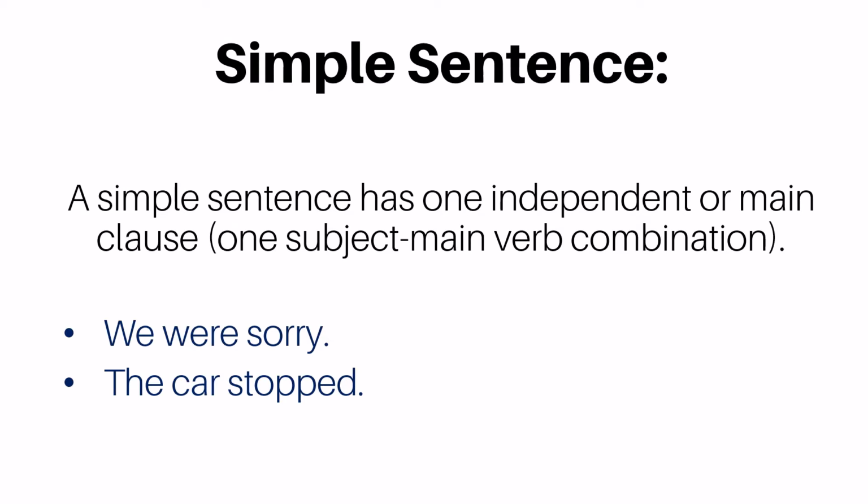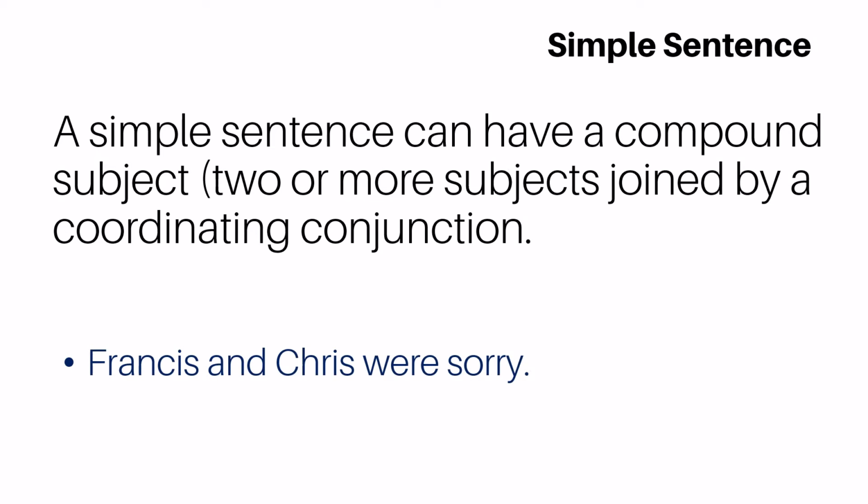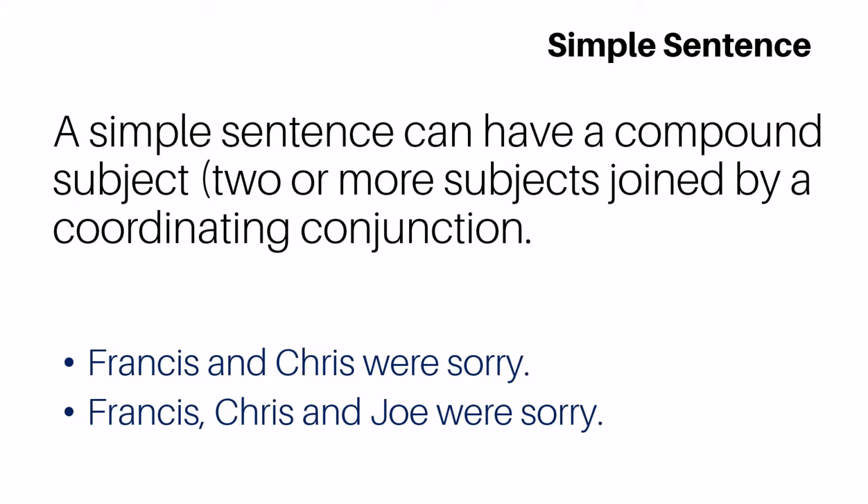A simple sentence can have a compound subject, 2 or more subjects joined by a coordinating conjunction. For example, Francis and Chris were sorry. Francis, Chris, and Joe were sorry. Here, 2 names, and 3 names in the second example, have been joined by the conjunction and. Still, it is called a simple sentence.